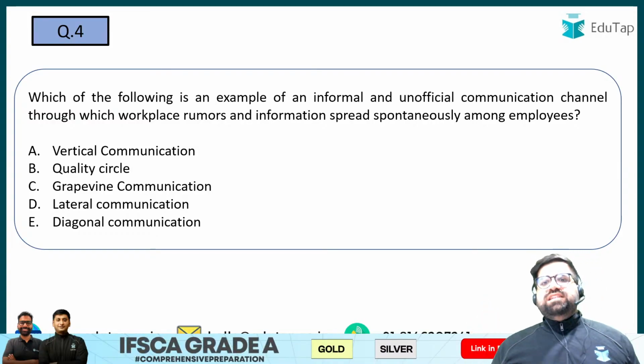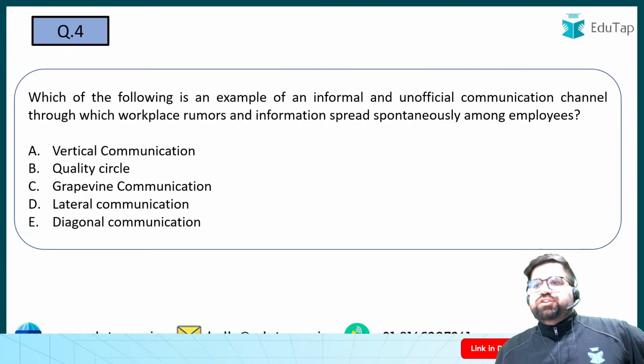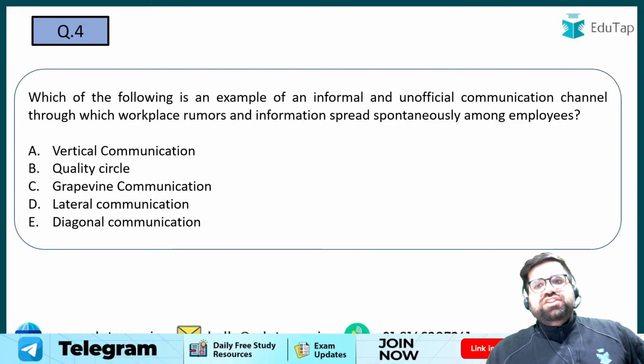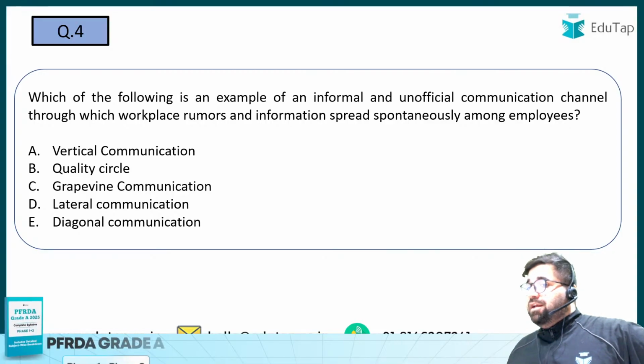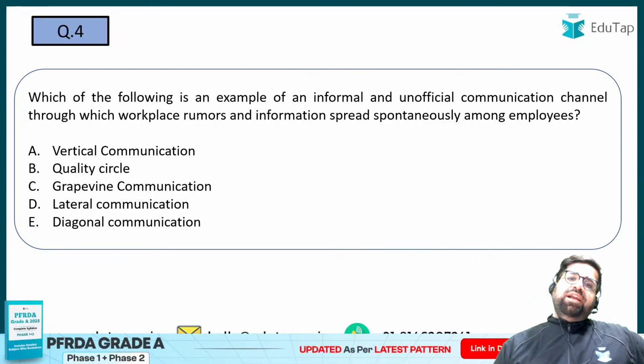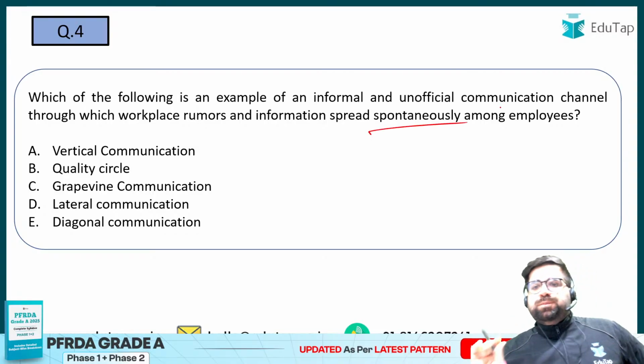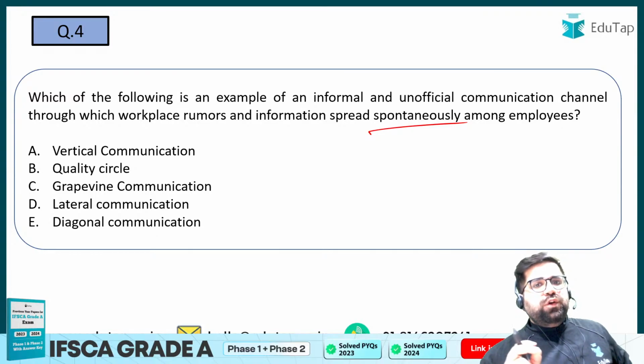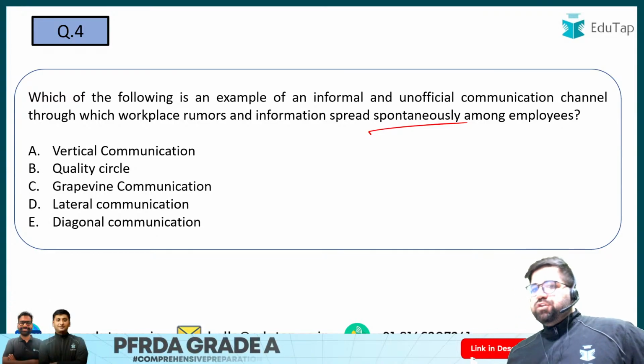Which of the following is an example of informal, unofficial communication channel through which workplace rumors and information spread spontaneously among the employees? Okay, so the correct pronunciation is spontaneously among the employees. So you have to let me know which of the following is an example of informal and unofficial communication.